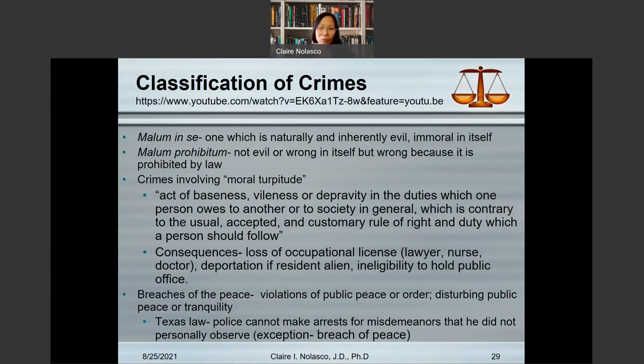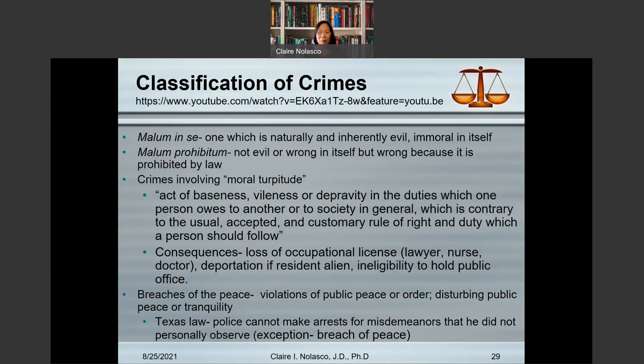So there's no question that when one commits murder, it's a violation of the duty of one person to another to respect the other person's life. Consequences would be loss of occupational license, such as lawyer, nurse, doctor, deportation if resident alien, or ineligibility to hold public office. Another classification of crime would be breaches of the peace.